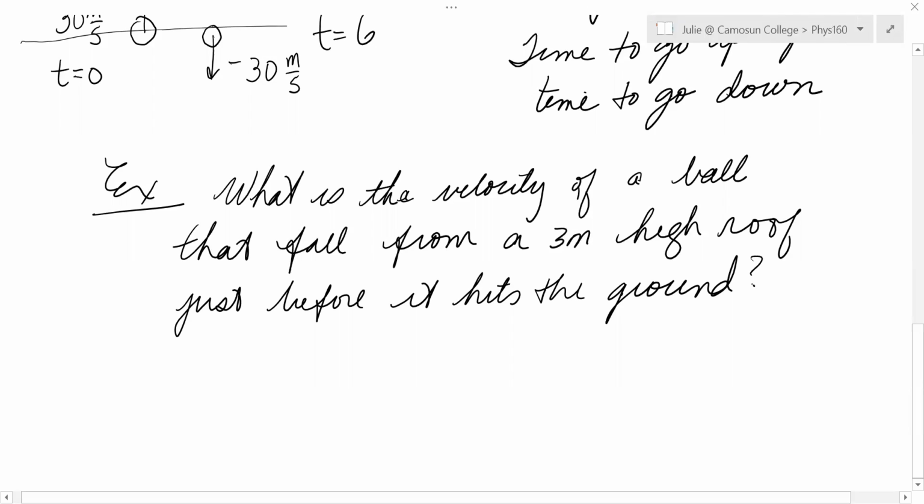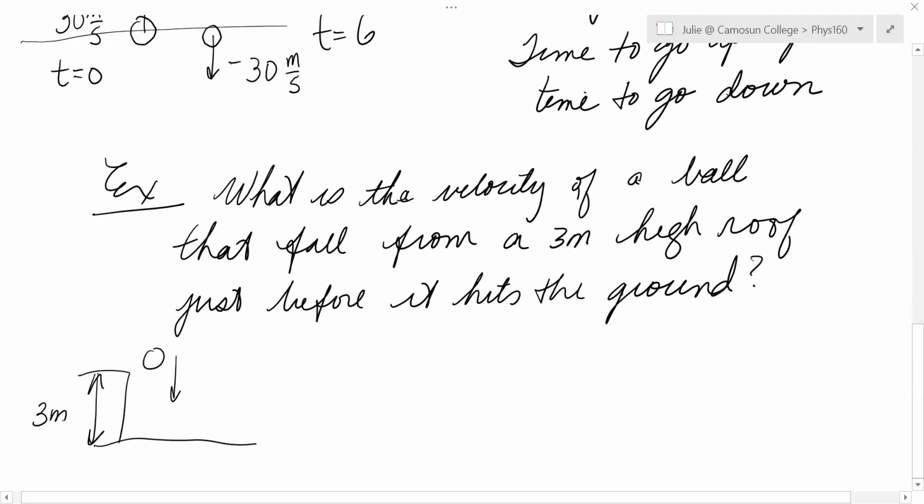It's the ground. Okay, now we're going to follow the same rules of one-dimensional kinematics that we did in the last video. We draw a picture. So there's this ball, and it's going to fall down. And the height from which it has fallen is 3 meters.